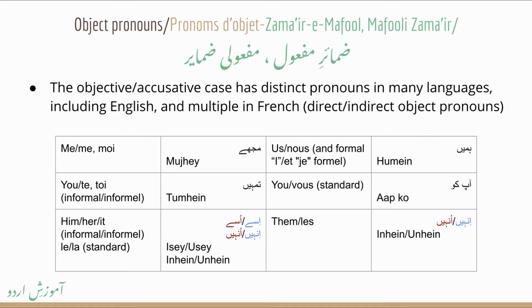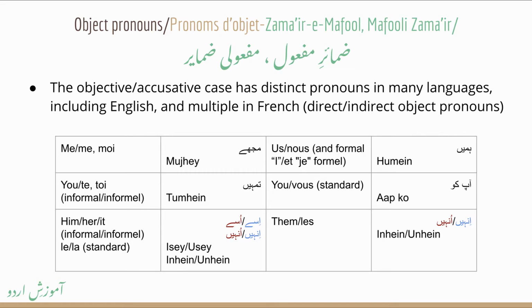They are: me, mujhe; you informal, tumhe; him, her, or it, informal, isse, usse, and for standard, inhe, unhe; us, and also the formal I, hame; you standard, aapko; them, inhe, unhe.